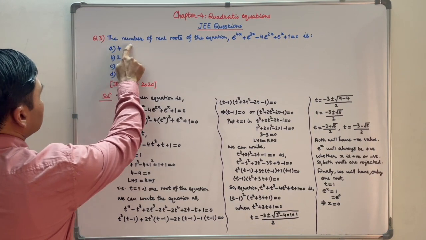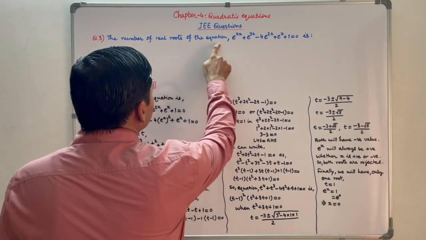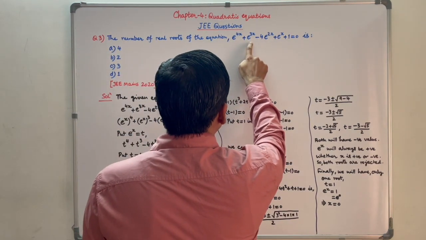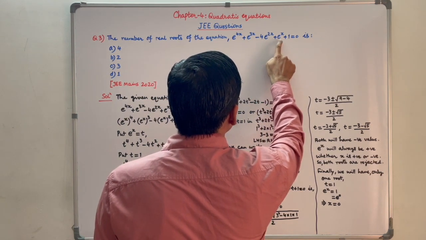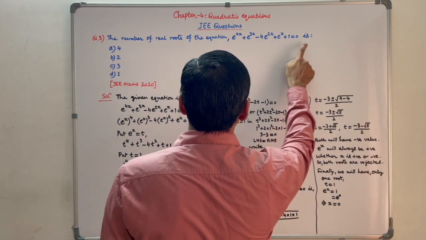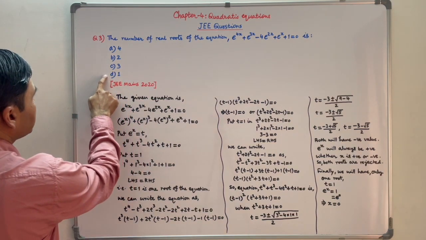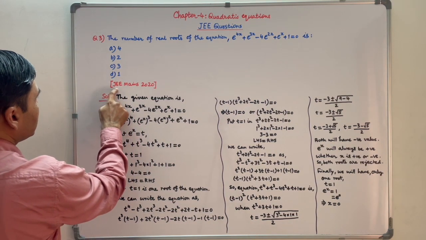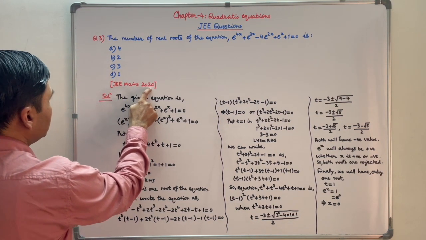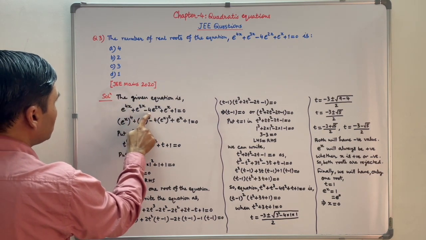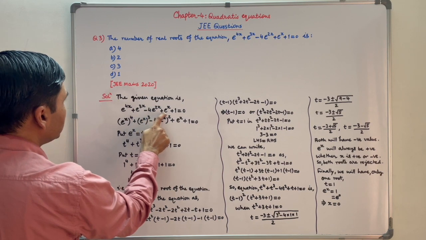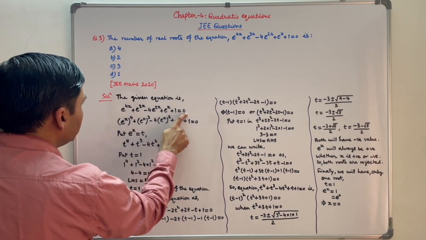Third question: the number of real roots of the equation e^(4x) + e^(3x) - 4e^(2x) + e^x + 1 = 0 is... These are the options given. This question was asked in JEE Mains 2020. The given equation is e^(4x) + e^(3x) - 4e^(2x) + e^x + 1 = 0.